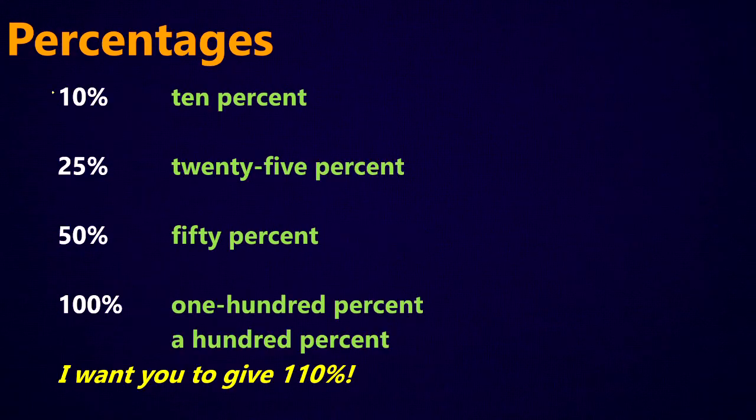For percentages, here's how we'll write them. So we've got the number and then the percent sign. I know in some countries, they will put the percent sign first, but in American English, we will put the percent sign after the number. So we have 10%, 25%, 50%, up to 100%, which is the highest you can go. But in sports, for some reason, or work, people might say 110%. Like, I want you to give 110%, which obviously you can't have. But people will say that anyway. It means I want you to give more than you think you can give.